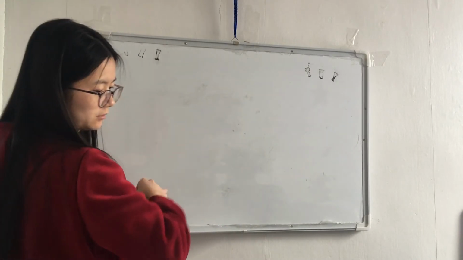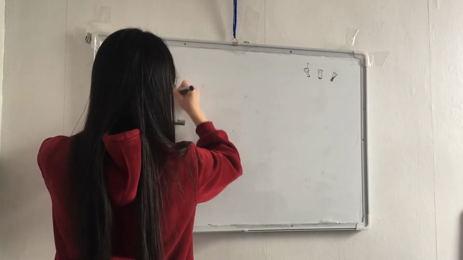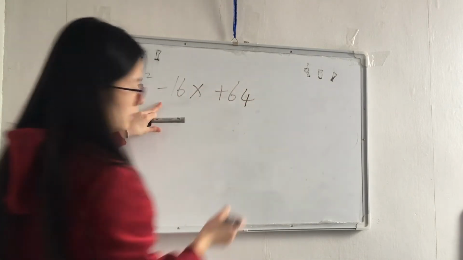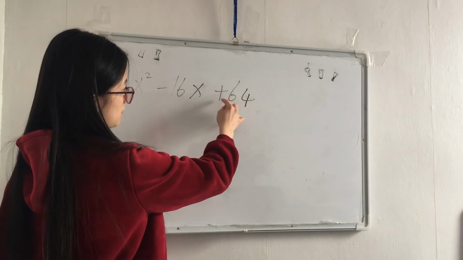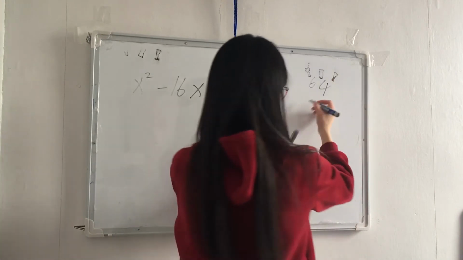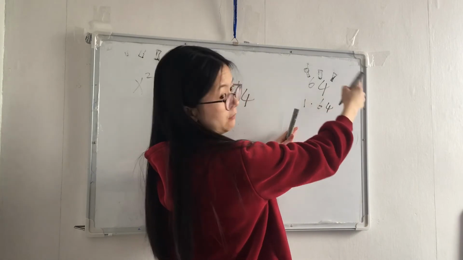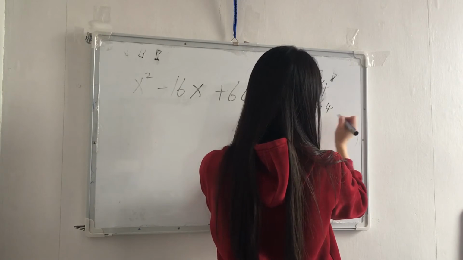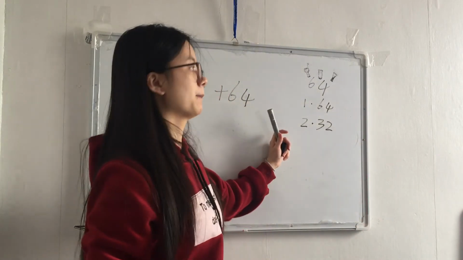For example, I have x squared minus 16x plus 64. Okay, we apply the same strategy. What are the factors for 64? We have of course 1 times 64. Because 64 is an even number, we know it has a factor 2. So it is 2 times 32. Yeah. What else?